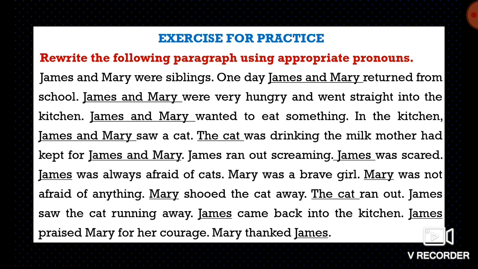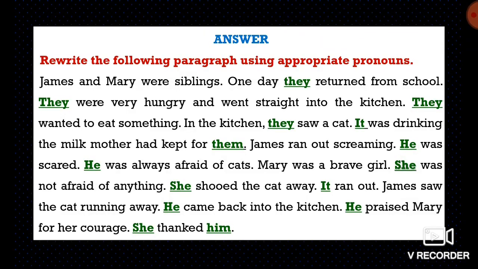James was always afraid of cats. Mary was a brave girl. Mary was not afraid of anything. Mary shooed the cat away. The cat ran out. James saw the cat running away. James came back into the kitchen. James praised Mary for her courage. Mary thanked James. Now let's have a look at the answers.